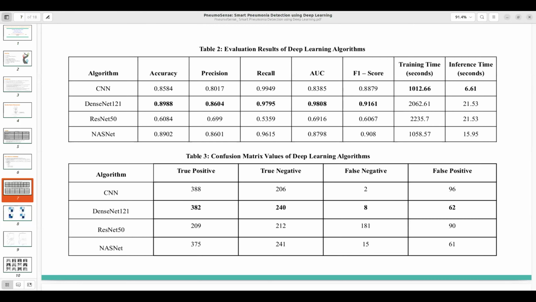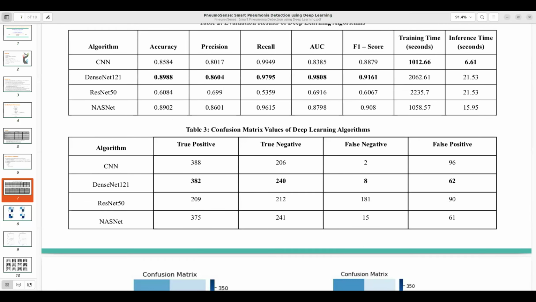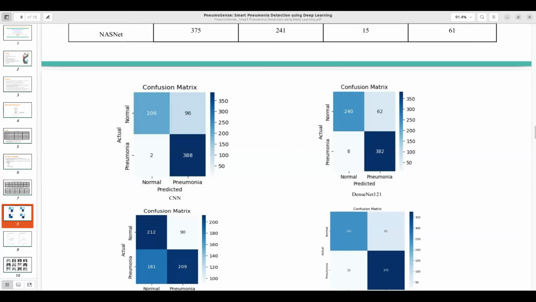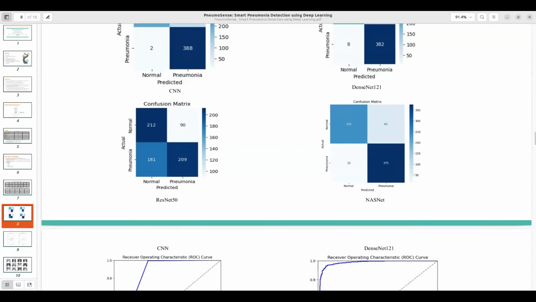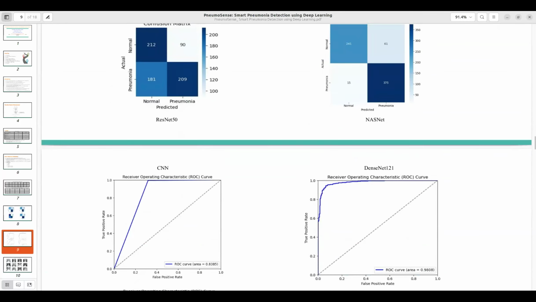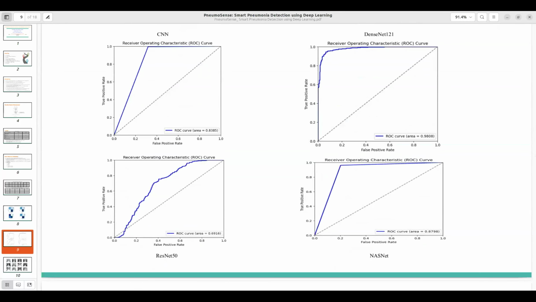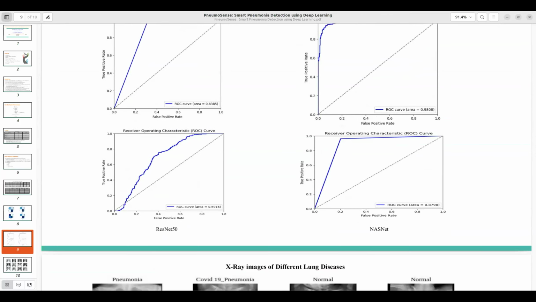and it's practically reliable for real-time deployment. Again, we have the confusion matrix values, in which you can see that DenseNet 121 has the maximum true negative and true positive values of all the algorithms. That's why for PneumoSense, after so many experimentations, we came to the conclusion that we will be using DenseNet 121 for early prediction of pneumonia. These are the confusion matrices of all four algorithms, and these are the ROC curves of all four deep learning algorithms from the experiments to create the PneumoSense model.